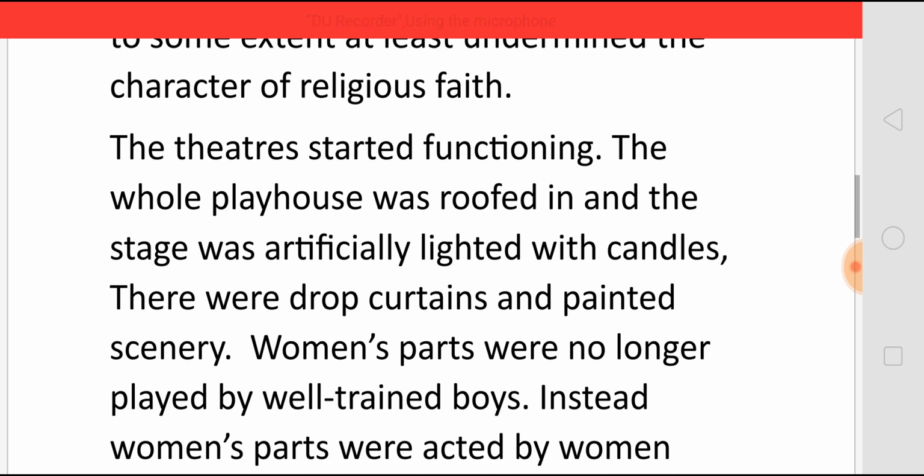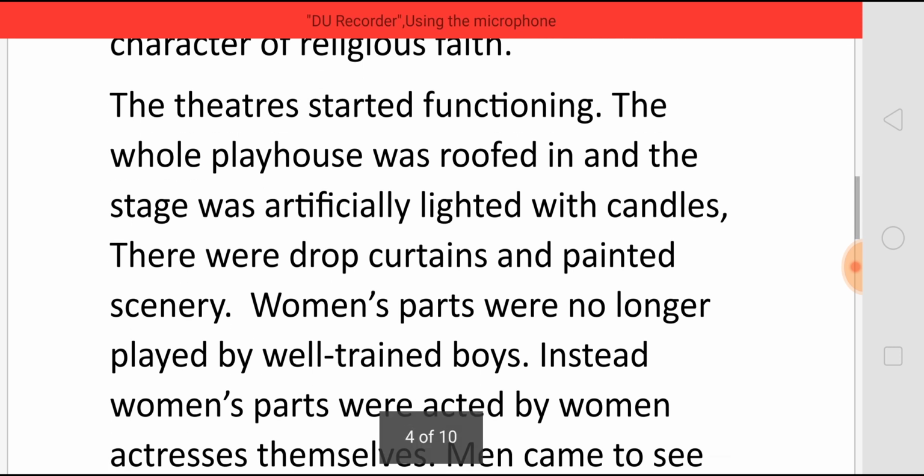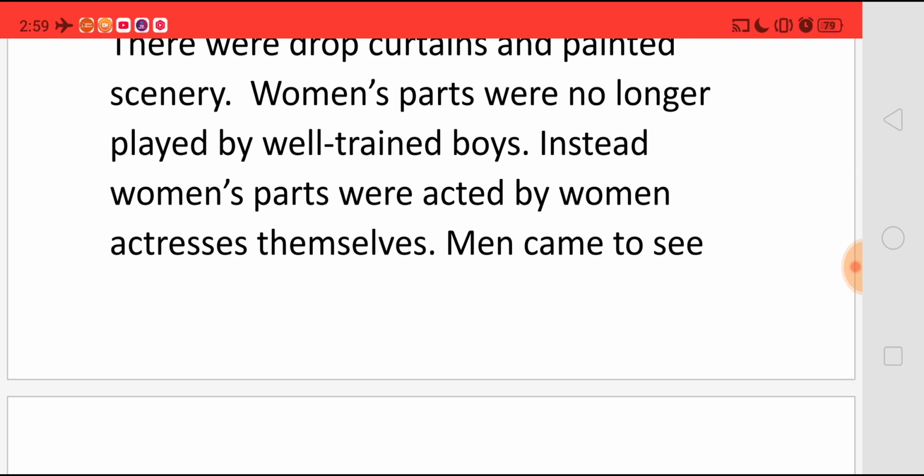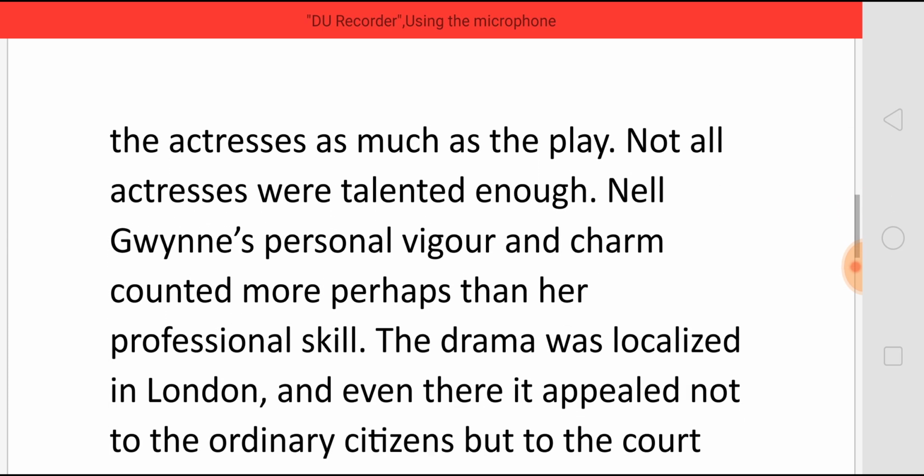And theatres started functioning, because during the Puritan rule all the theatres were shut down, and now these theatres were roofed and they were artificially lighted with candles, and there were drop curtains and painted scenery. And earlier women's parts were played by men, but now women themselves started acting in the plays, and many men came to see the actresses.